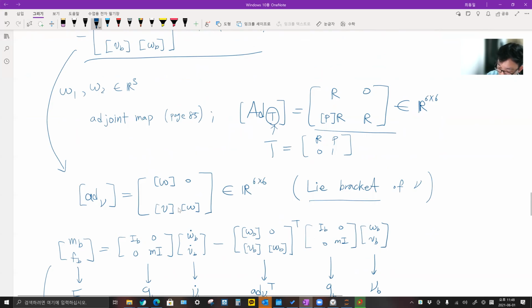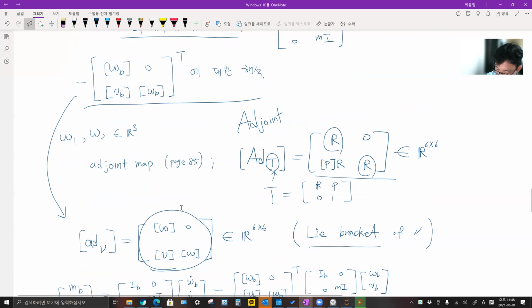We learned about the adjoint. So there is a capital A adjoint. In here, there is the rotation matrix, and P. This one is actually P cross product R. So this one is something like that. Similarly, this term we call the small adjoint. So this one is the large adjoint. In this case, this one we call the small adjoint.